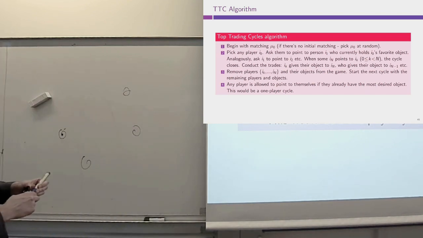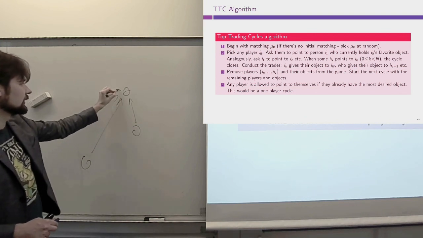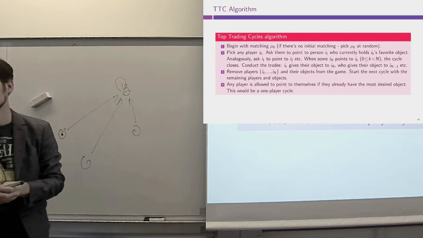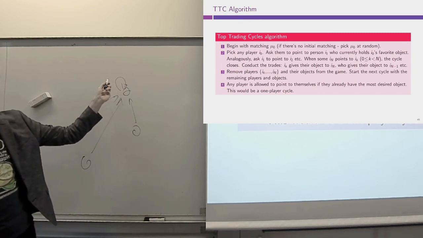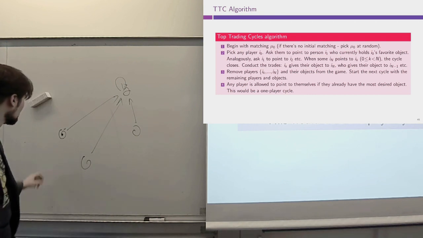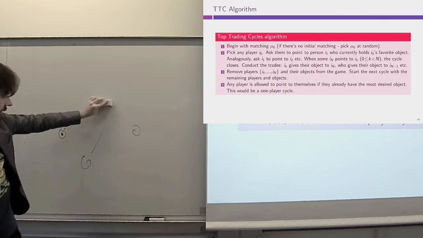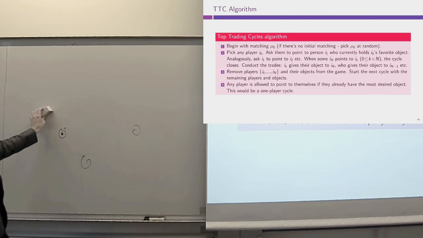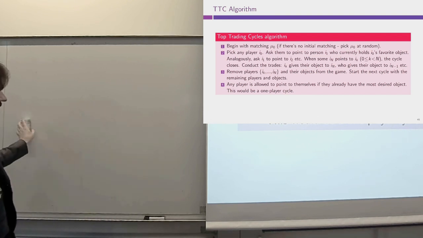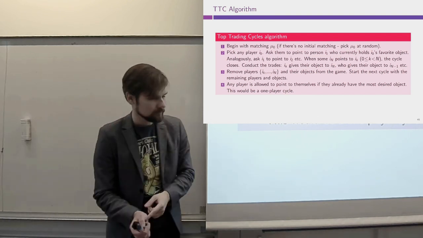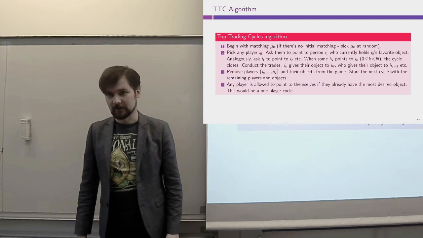So for example, our graph looks something like this, this, this, and this person can point towards themselves. Yeah, if a person already has their favorite item, we also let them go, right? So we can release this person. And eventually, in this way, we will release everybody from the mechanism. So they will get their favorite item among those that's left. That's the bottom line. That's the top trading cycles mechanism.